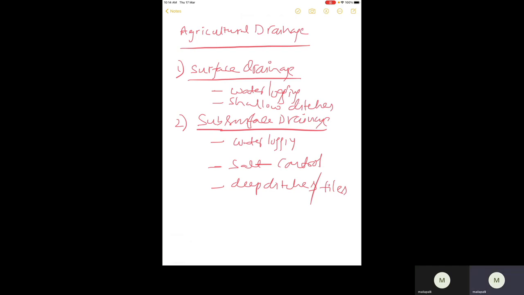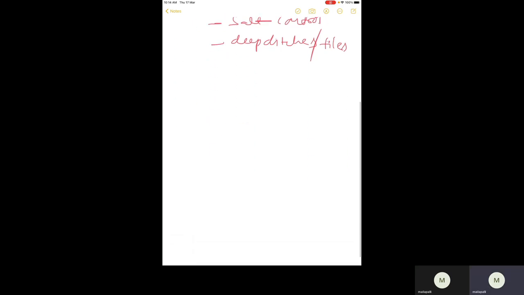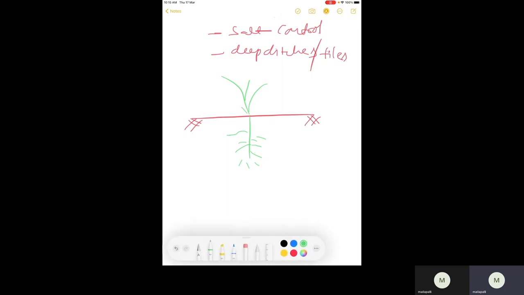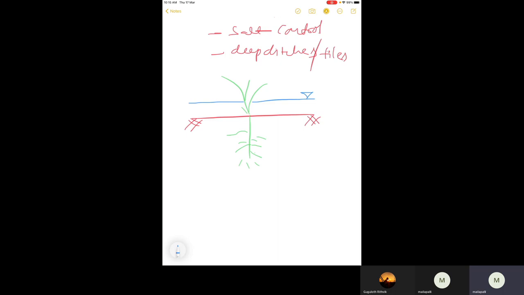The objective, as I just mentioned, is to adjust the water table. Suppose this is the land surface, and you have the crop. Suppose the initial water level is this. The objective is to remove the excess water. This is what we call excess water. The point here is how to remove this excess water.